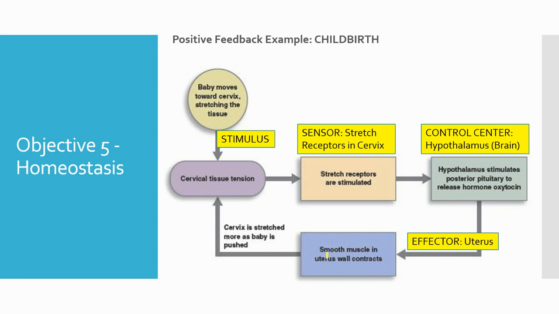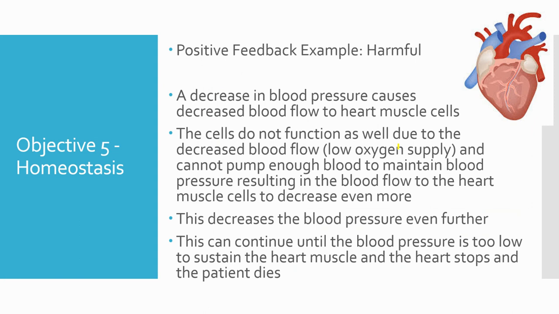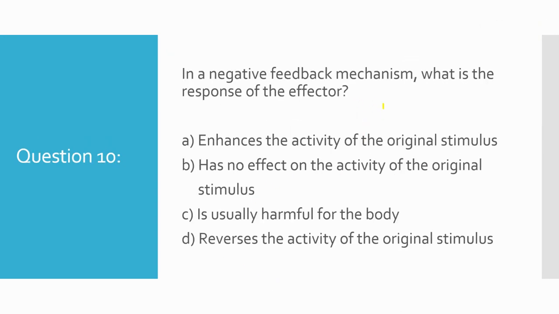Now there can be some negative examples of positive feedback in the body, and one is your heart. So when your blood pressure decreases, it decreases the blood flow. Well, the blood carries oxygen, and the heart needs that oxygen, so when you have less, it's going to cause the heart to not work as well. And so that means the blood pressure is going to go even lower, which means even less oxygen is going to be delivered, and so that can actually be deadly. So in this case, positive feedback is taking us once again away from homeostasis, and in this case, it could be very detrimental.